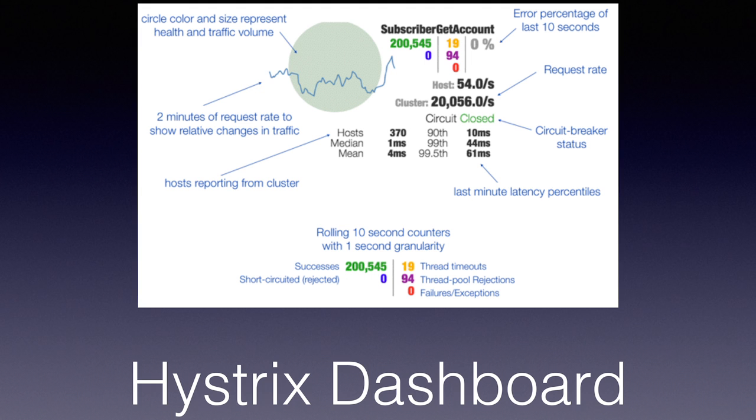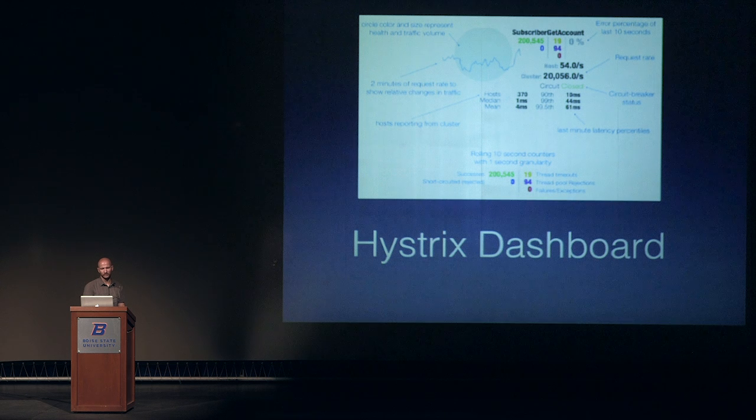The yellow number is how many had timed out. The purple number is how many were rejected because we didn't have an available Hystrix thread to handle them. And again, that's just managing our resources. We didn't have enough resources to handle that. There were too many running at the same time, so some of those just got rejected because we didn't have a thread available.